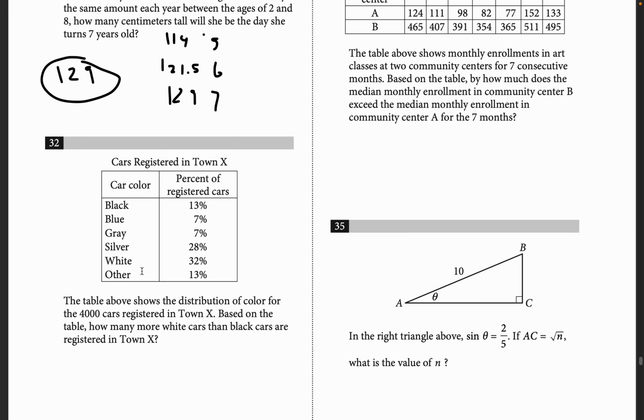Next, the table below shows the distribution. How many more white cars than black cars? So we have 4,000 cars. White cars, so we turn this 0.32 of 4,000. That will give us the number of white cars. 0.32 of 4,000. That's 1,280 cars.